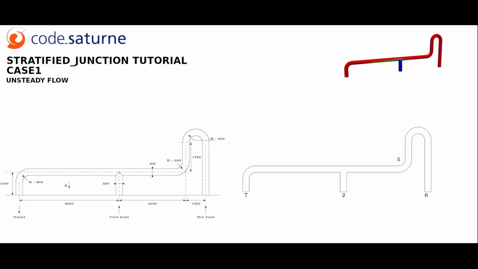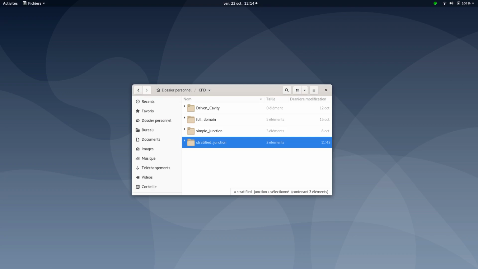Regarding mesh characteristics, we use an unstructured mesh type with a total of 16,320 elements to perform a quick computation. Let's now set up the case with the Saturn graphic user interface.